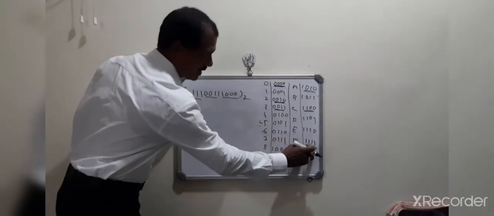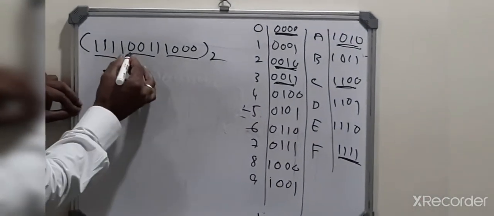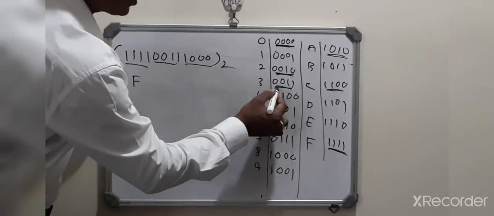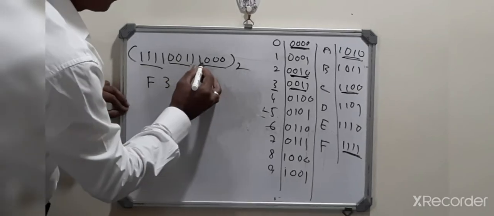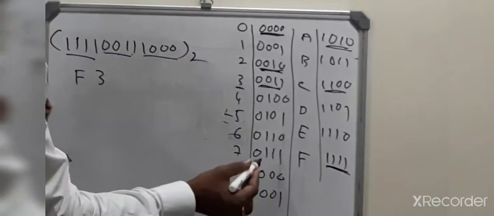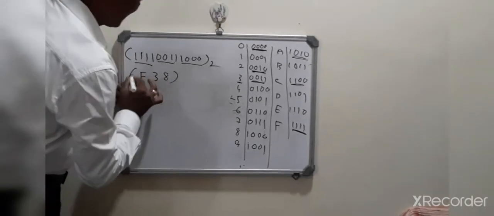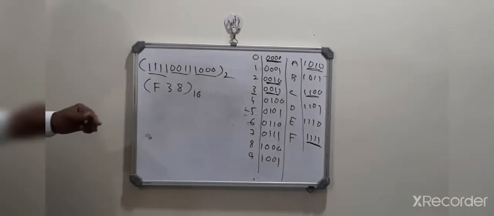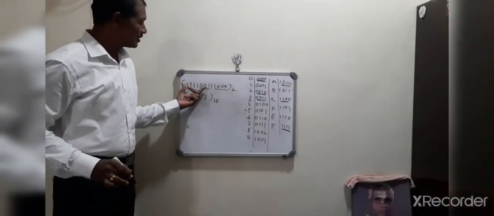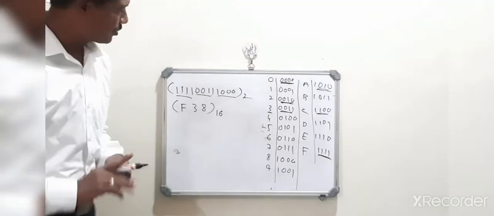1111, that in hexadecimal is F. 0011, the equivalent hexadecimal is 3. 1000, the equivalent hexadecimal is 8. Base 16. So this is how to convert binary to hexadecimal. Okay, so now I am going to take one more example.